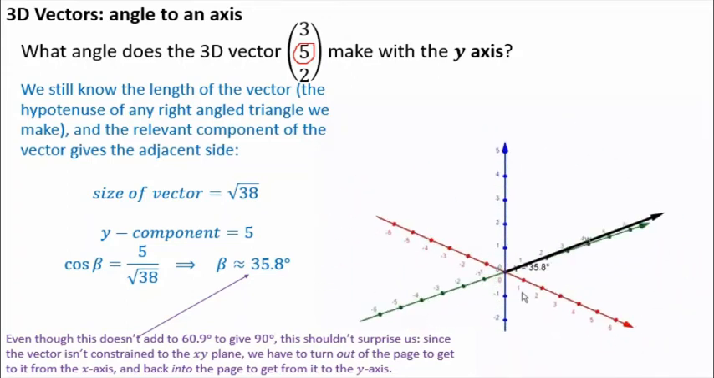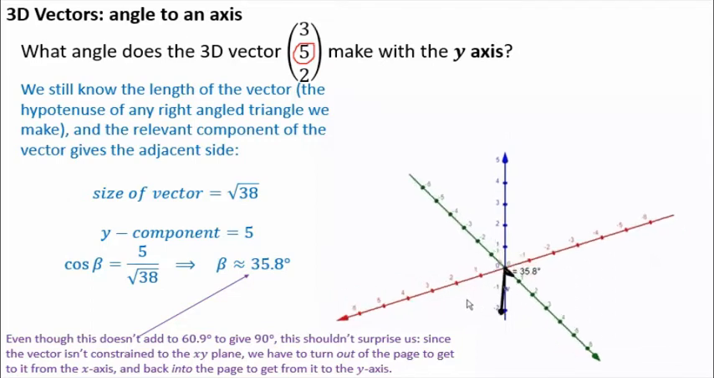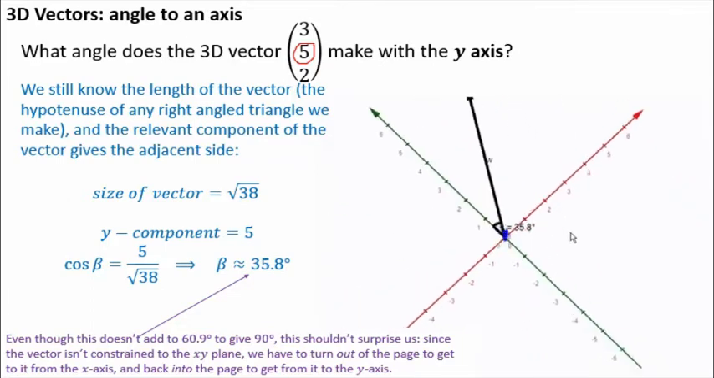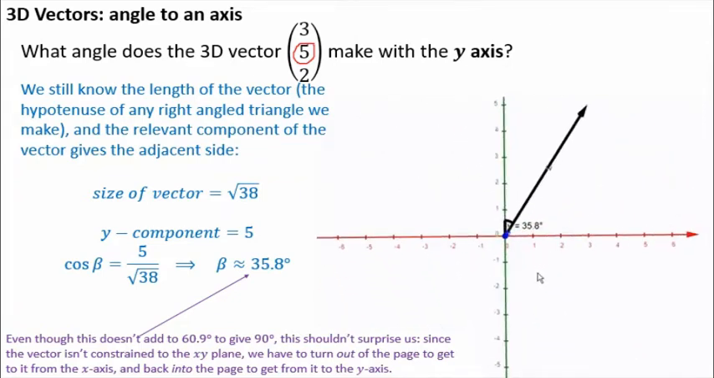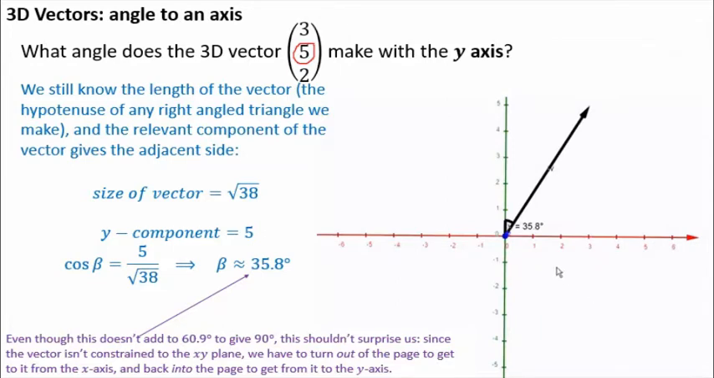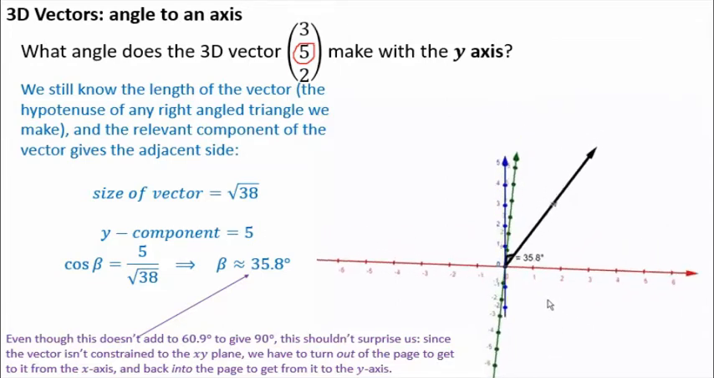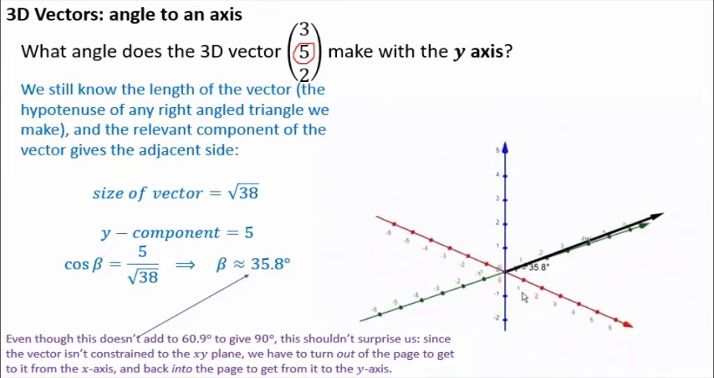Like we mentioned, they don't add up to 90, but if you think about it, that's because we're not just turning part way from the x-axis towards the y-axis and then the rest of the way. That's why the angles added up to 90 for the two-dimensional version. Now we're also turning out from the page and then back into the page. So you are obviously turning more than 90 degrees altogether.